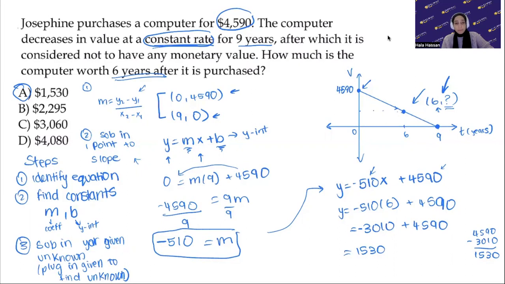But for this question, for most people, subbing in the given point, because of the 0, it makes one of them go away. It does make it very simple.